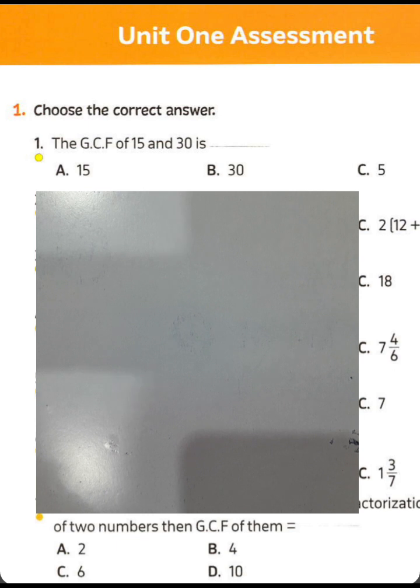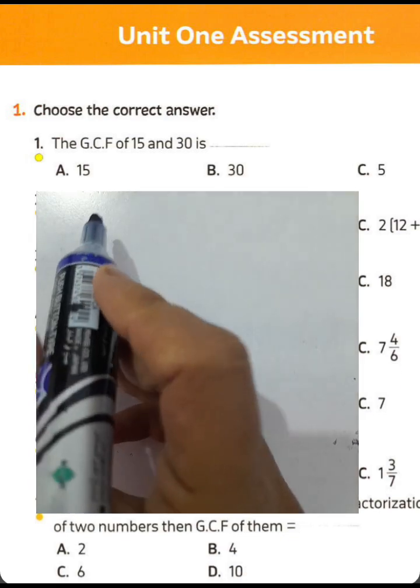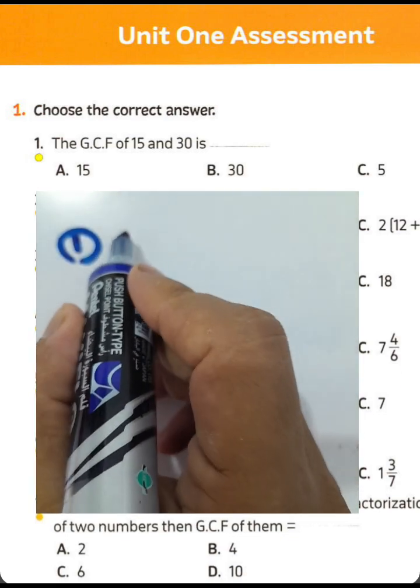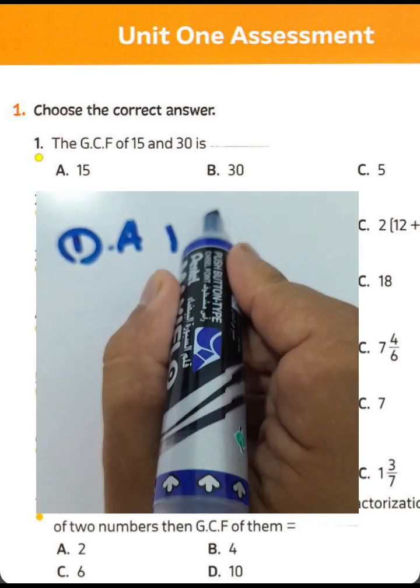First, you must ask yourself, can 30 be divided by 15 or not? Yes, 30 can be divided by 15. Then 15 is the greatest common factor between 30 and 15. So for question number 1, you must choose letter A, 15.